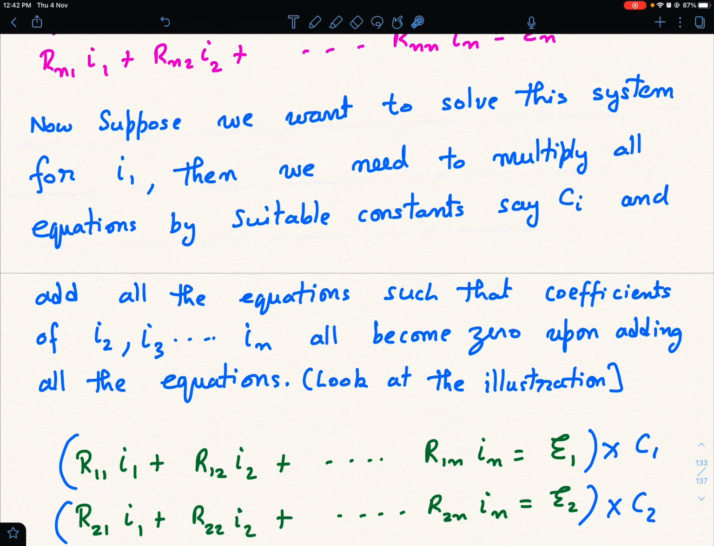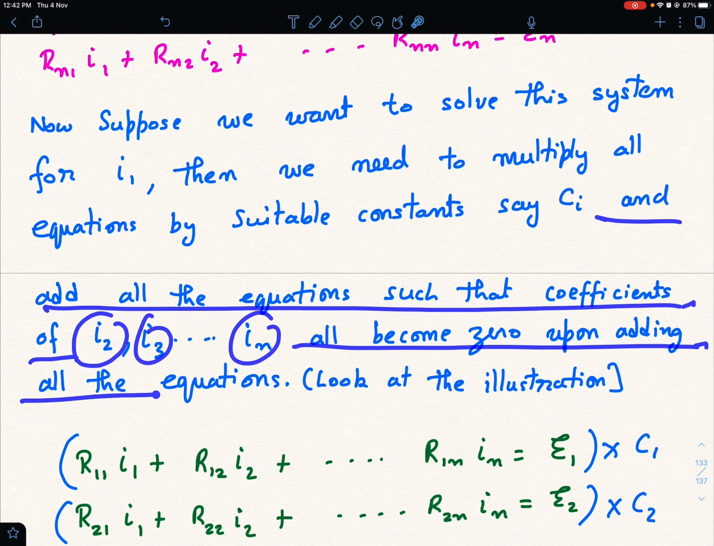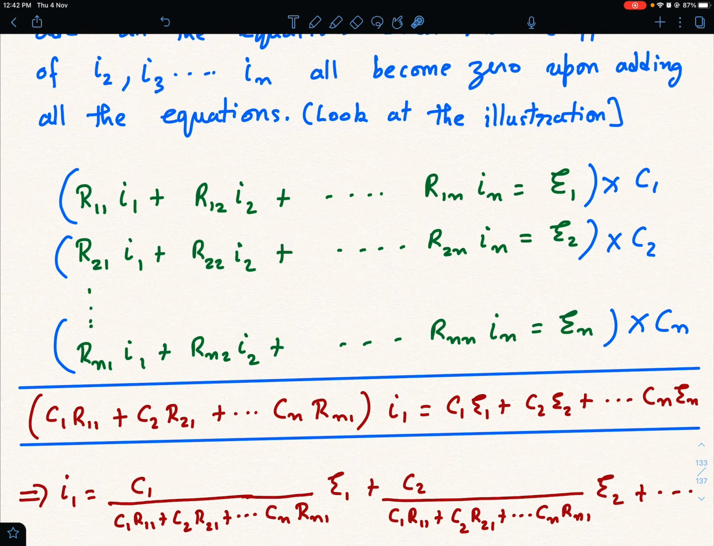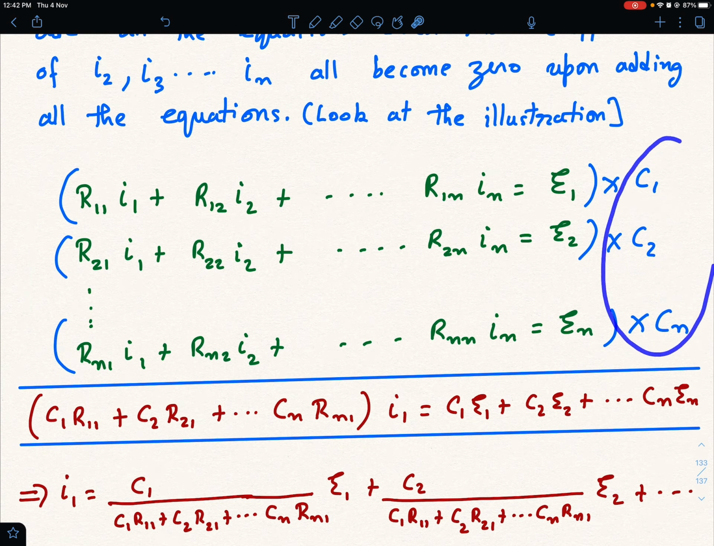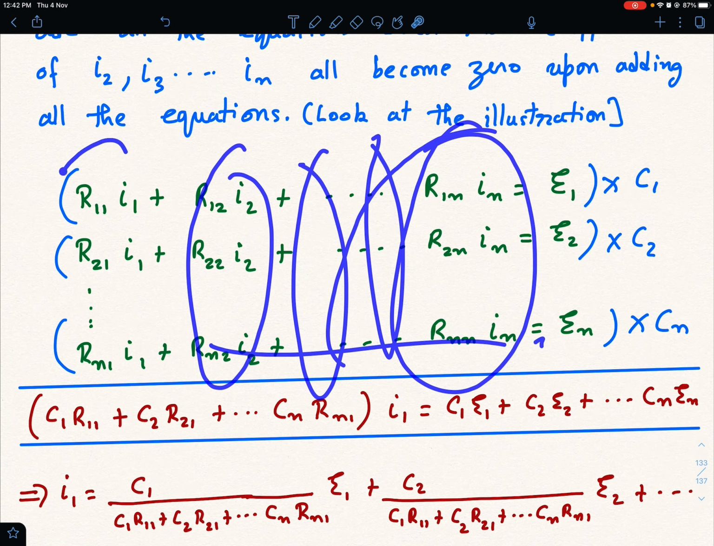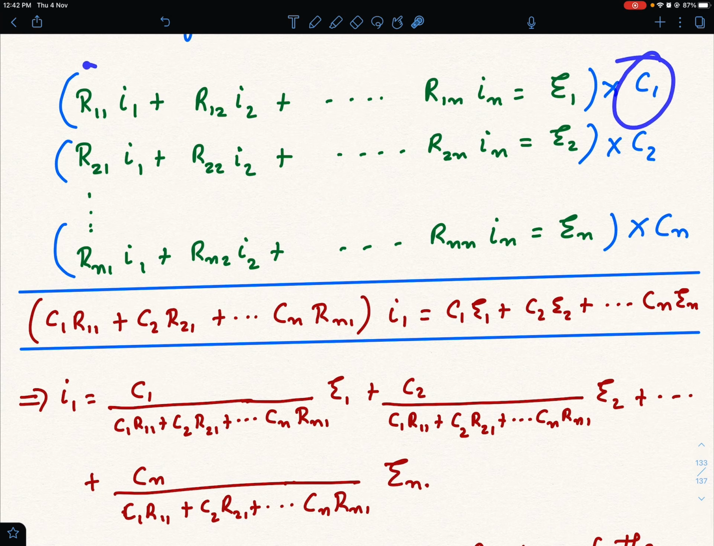So that's what I've written. Suppose we want to solve the system for I1, then we need to multiply all the equations by suitable constants, say Ci, and add all the equations such that coefficients of I2, I3, In all become 0 when adding all the equations. So let's look at this illustration, okay. The same system of equations I have copied, and let's say these are the constants and I am multiplying them, and these are chosen such that the I2 coefficient becomes 0 in the summation, I3, I4 and all of the way up to In becomes 0 except for the coefficient of I1.